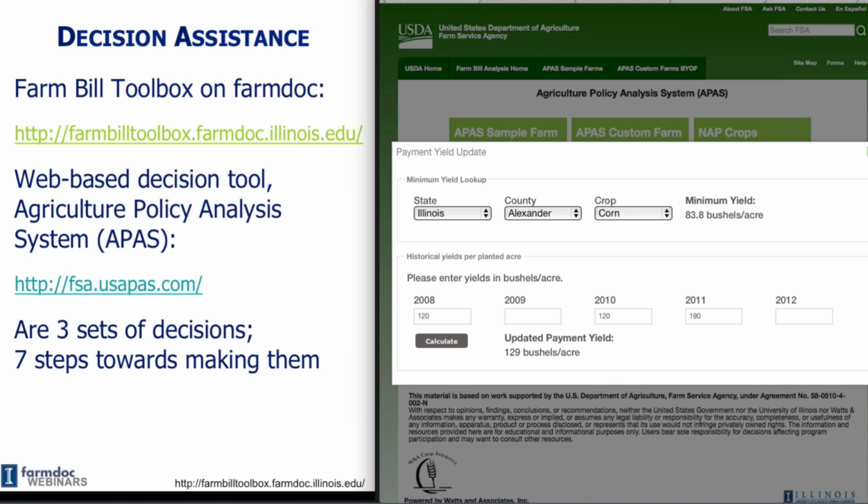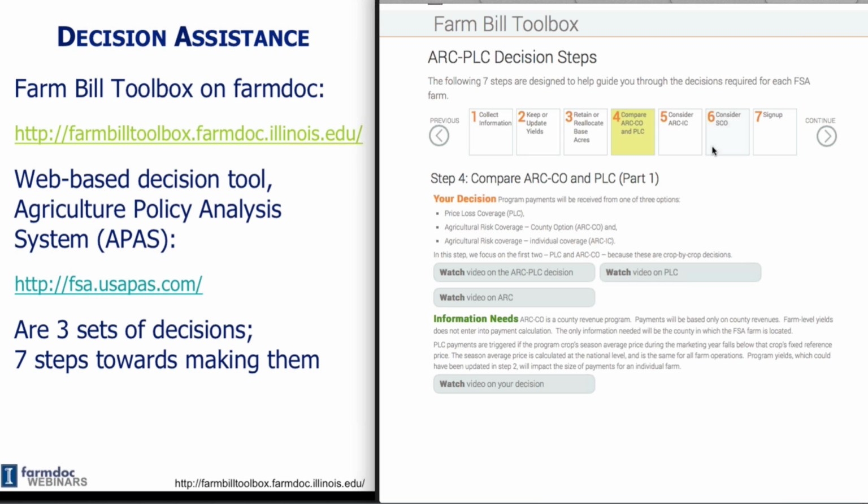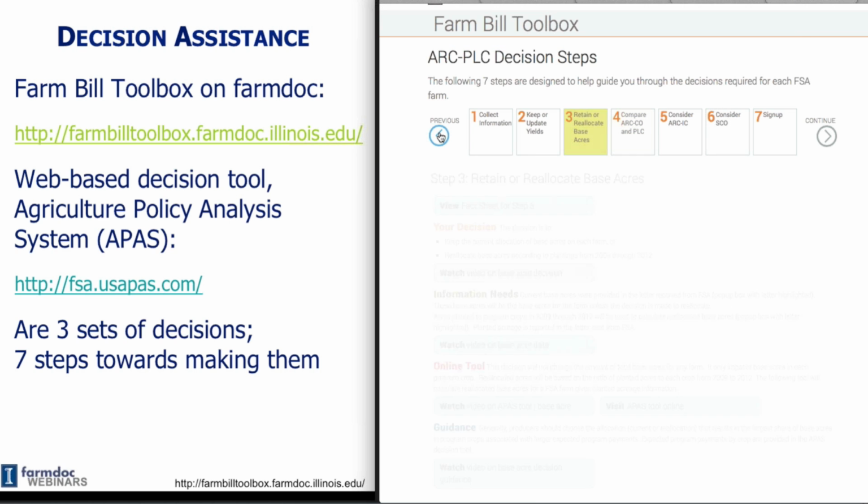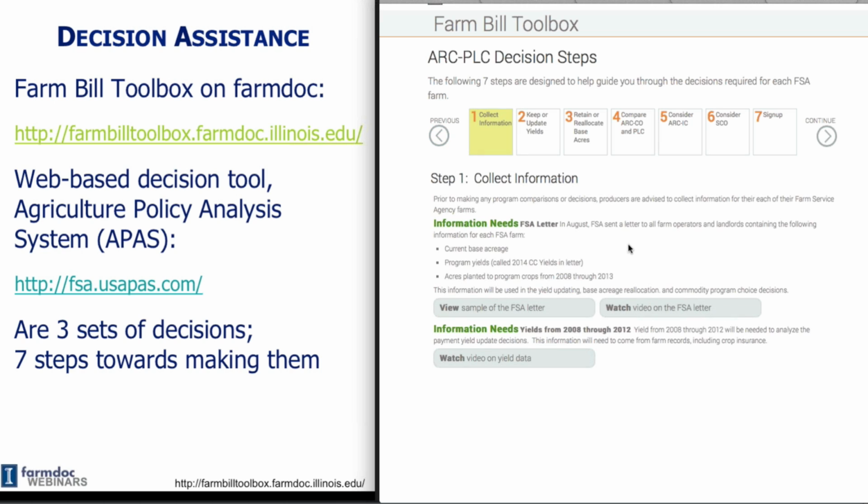Again, the link to that is up on the left panel of your screen. So these are good questions that there may not exactly be an answer to yet. You'll have to work through some of these issues with FSA during sign up. But we'll try to get you answers to those and get that information out in our frequently asked questions section on the Farm Bill Toolbox website.